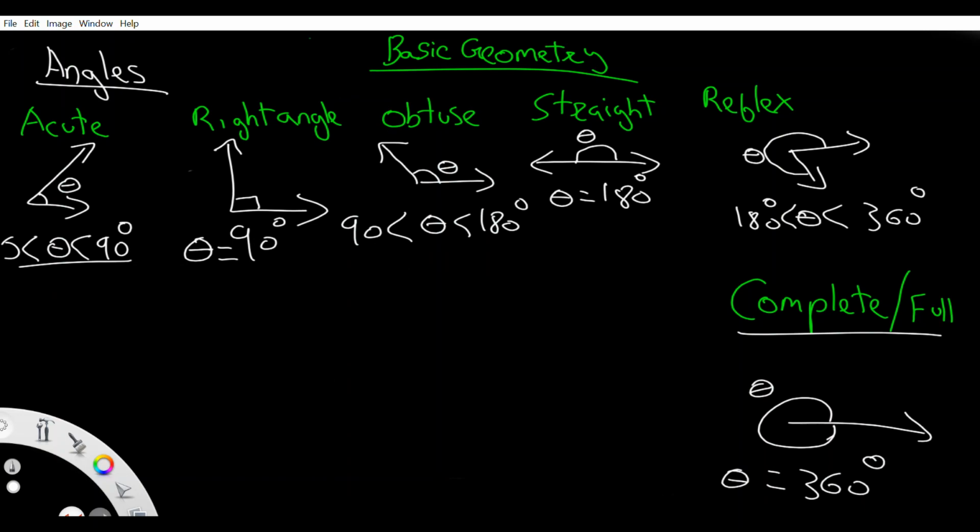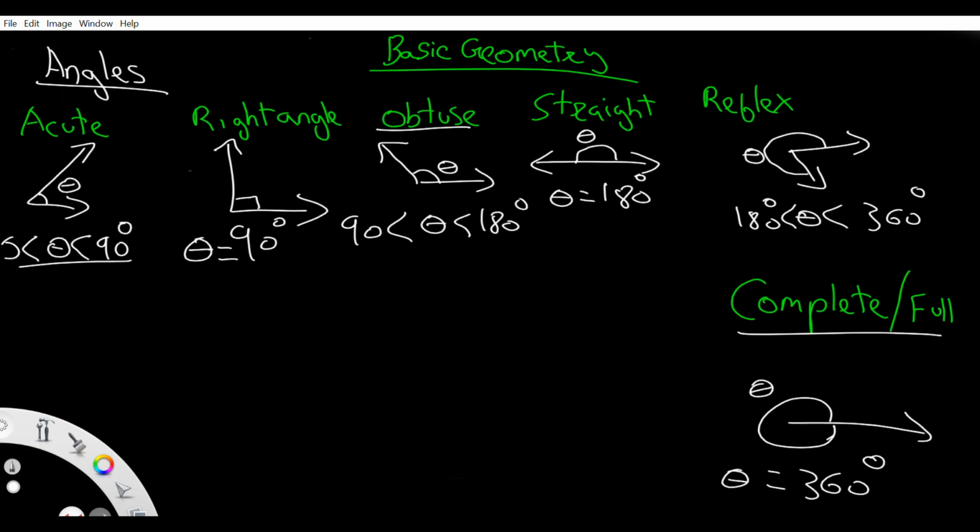Let's look at it one more time. An acute angle has an angle measurement of more than 0 degrees and less than 90 degrees. A right angle has an angle measurement of 90 degrees. An obtuse angle has an angle measurement of more than 90 and less than 180. A straight angle has an angle measurement of 180 degrees. A reflex angle has an angle measurement of more than 180 and less than 360. And a complete angle has an angle measurement of 360 degrees.